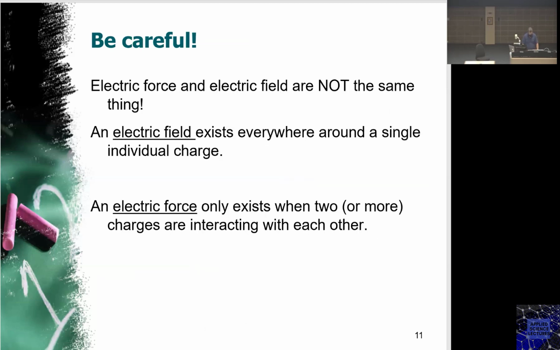Now let's do this example. Before we do the example, I want to talk about this point. Be careful when you're dealing with the electric field and the electric force. Although both are vectors, keep in mind that one single charge can generate an electric field, but a force requires at least two charges to exist. Otherwise, the force would be zero. So you need two charges to have a force, but one single charge can generate an electric field. Keep this in mind.